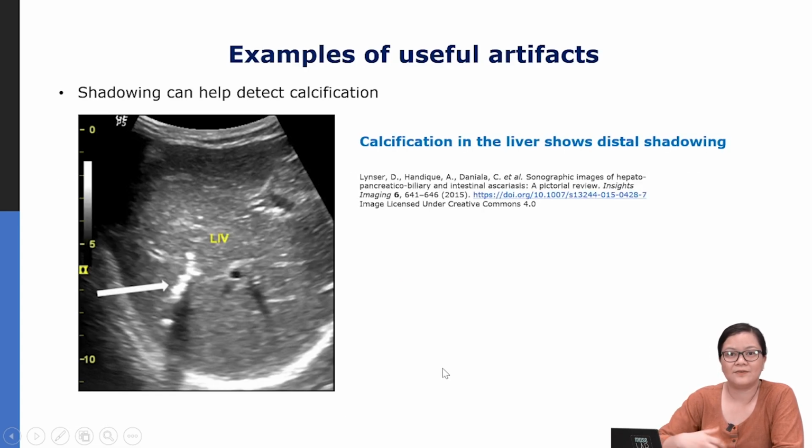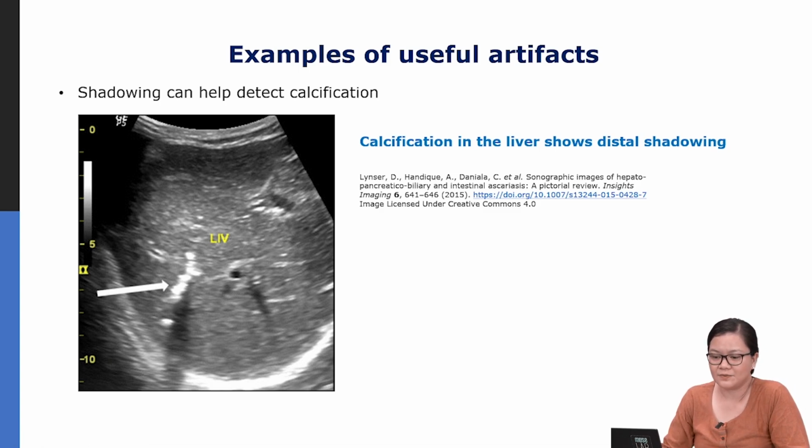Another example is if you're trying to detect calcification in tissues. We know that calcified structures have a high acoustic impedance mismatch compared to surrounding tissues. So you can see that there will be a higher echogenic region at the location of the calcified region. Here's an example of calcification in a liver, and you can see the bright echogenic signal coming from that calcification, as well as the distal shadowing that occurs because of the presence of this calcification. This distal shadowing helps confirm that this is a calcified region in the liver.